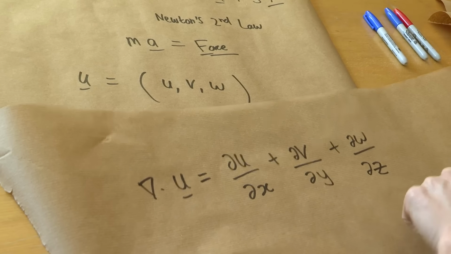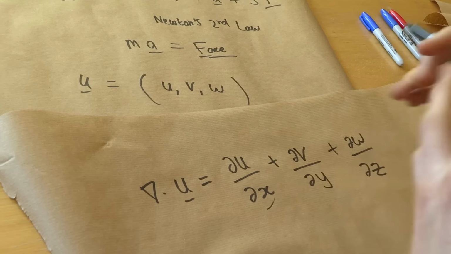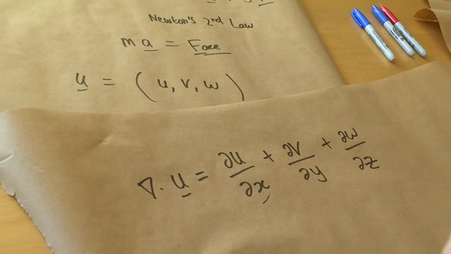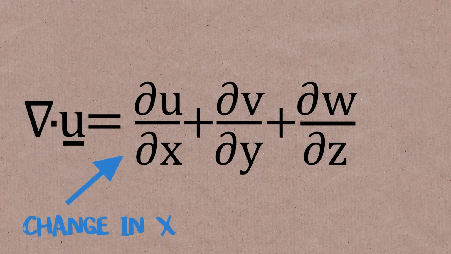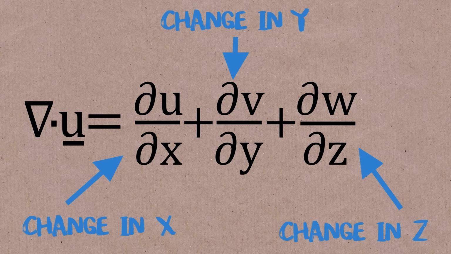It's just three derivatives. So it's saying, how does the x component of my velocity u, how does that change as I move in the x direction? Then how does v, my y component, change in the y direction? And how does the third component w in the z direction, how does that change in the z direction? So this is equal to 0, equation number 1. This just tells us mass is conserved.